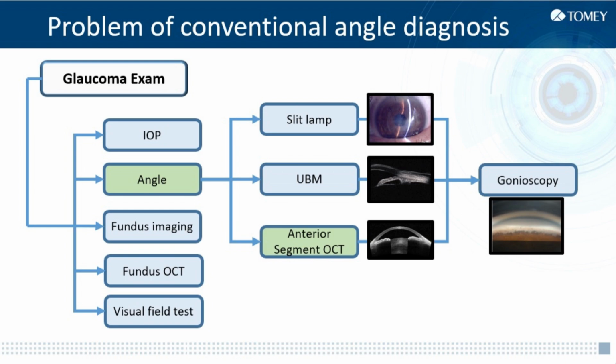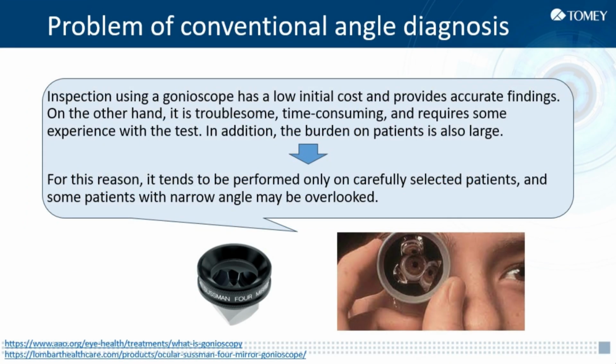And in the angle exam, although inspection can be performed using slit lamp, UBM or OCT, using gonioscopy is considered the golden standard. However, there are problems with examination using a gonioscope because it is time-consuming, requires experience, and places a heavy burden on the patient. Because of these reasons, it tends to be performed only on carefully selected patients, and sometimes patients with narrow angle may be overlooked.